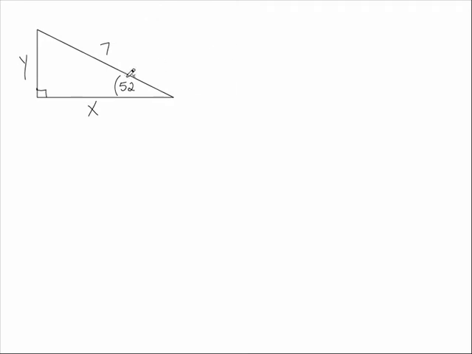Let's just do this. If we wanted to solve for x, I got this angle right here. I need to find this side, so what is this to this angle? It's adjacent. And what's the side that I know? It's hypotenuse. Which trig function is adjacent and hypotenuse? It's cosine. Good. So we come over here and we say the cosine of 52 degrees equals adjacent over hypotenuse.